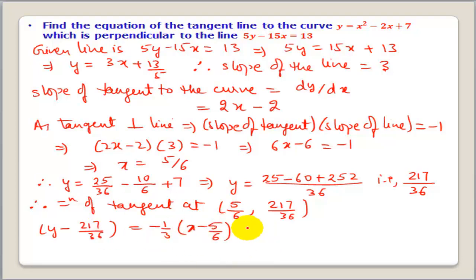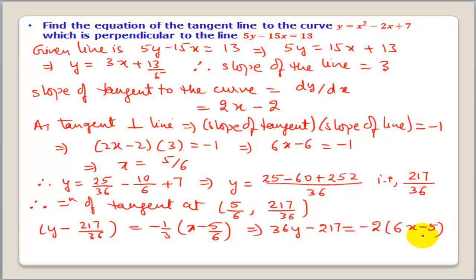Now we need to simplify the entire expression. You can see this will reduce to 36y minus 217, and on the right side, if you see the common denominator here comes out to be 18. If we take LCM here, the denominator will be 18. With 18 you can cancel out 36. So it will be minus 2 times 6x minus 5 here.